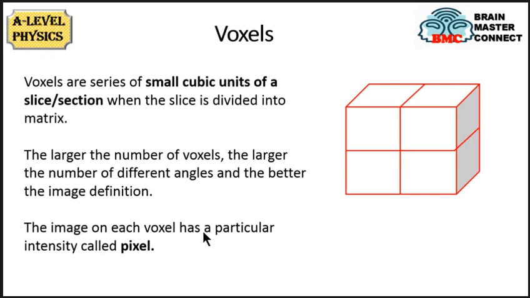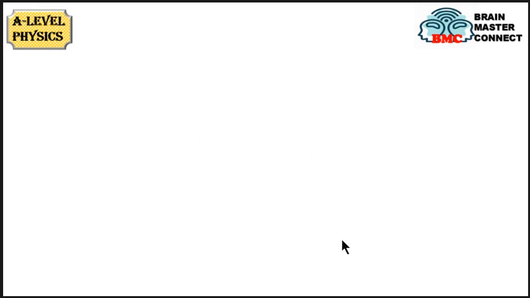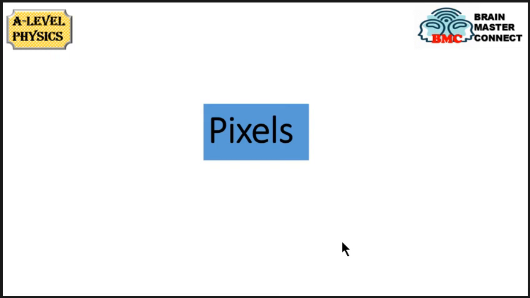Now, the image on each Voxel has a particular intensity called a pixel. Meaning that every single Voxel in a section has its own unique intensity, which is called a pixel. So the question is, what are pixels? Let's quickly consider pixels.